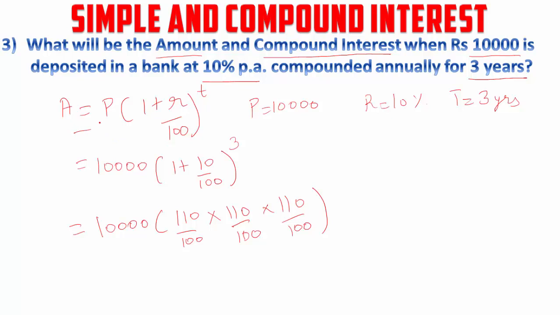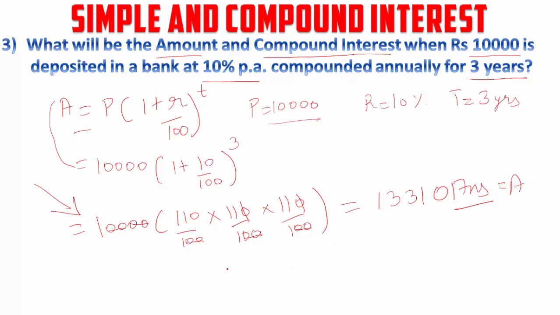Usually we know this formula and we skip these two steps. We start with this step. Principal is 10,000 and 10% is the rate of interest. So we simply add 10 to 100, that is 110 by 100, and 3 times we have to take. As time is 3 years, we write 110 by 100, 110 by 100 and 110 by 100. Two zeros cancel, again two zeros cancel, and again two zeros cancel. Now we have to multiply 11 into 11 into 11, that is 1331. That is equal to the amount.